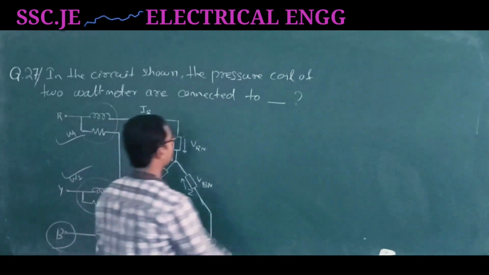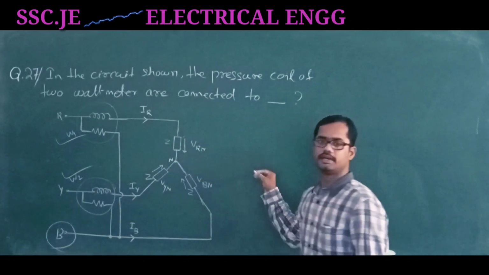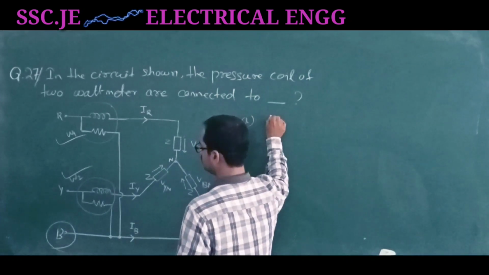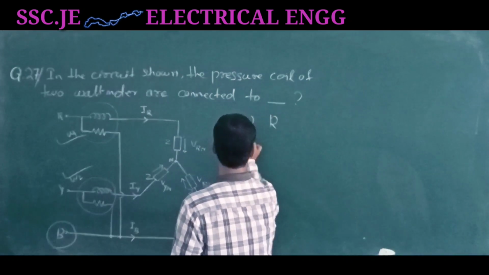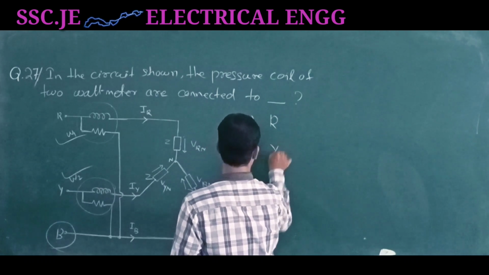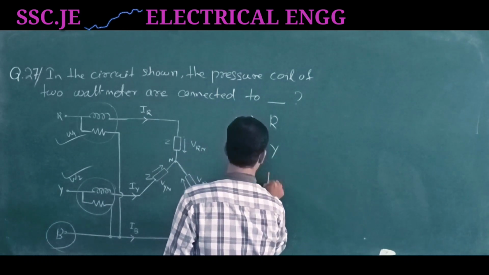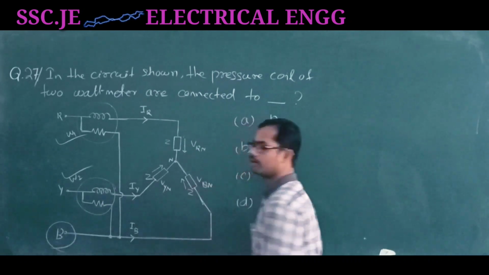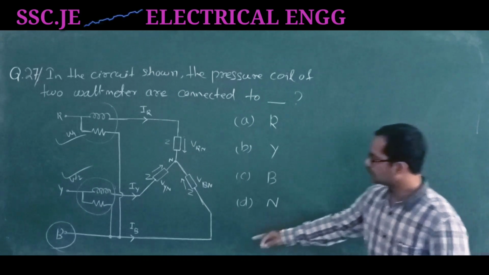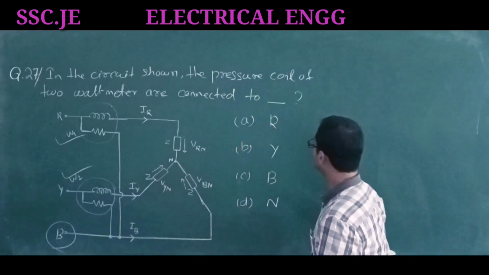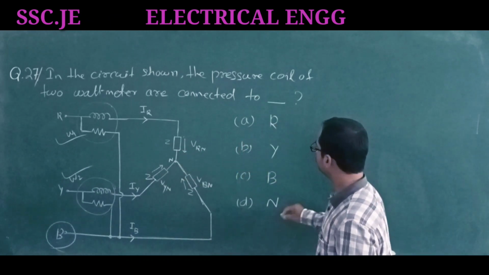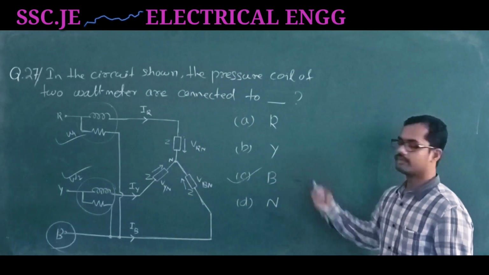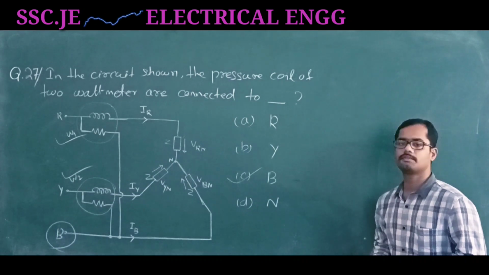Okay. So from the options A, B, C, D, option A is R, option B is Y, option C is B and option D is neutral. Okay. So from that, the pressure coil is connected to your B, means phase B. So option C is the correct answer, B phase. So next question, question number 28.